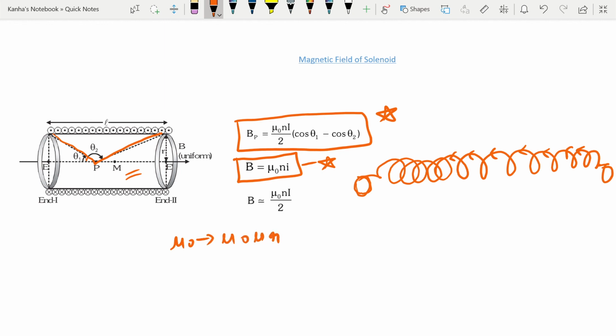What you should also notice is that at the ends you have B is equal to mu naught I by 2. But most of the time the magnetic field inside the solenoid will be asked, so you should only be concerned with this formula. Also note that the magnetic field due to these coils outside is equal to 0. So they're all streamlined inside the system.